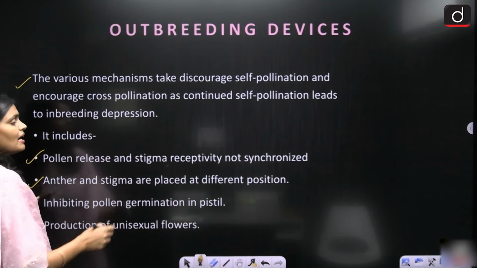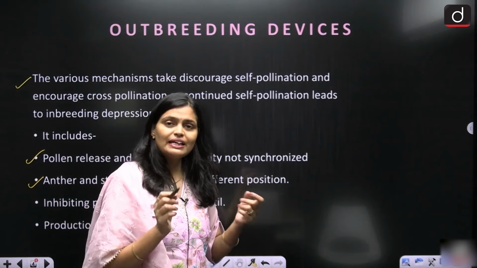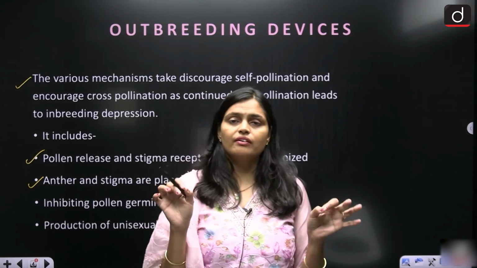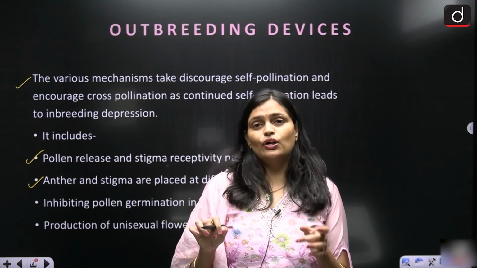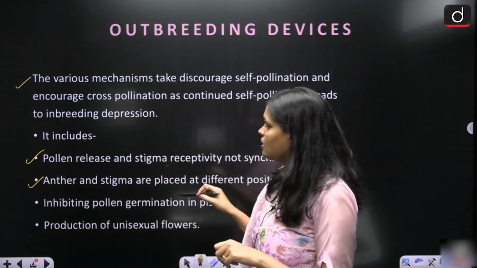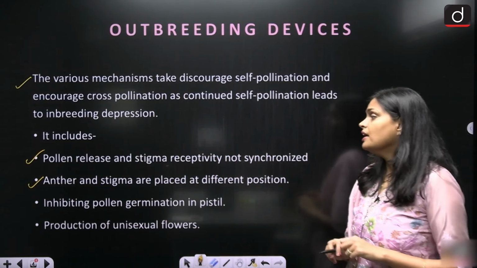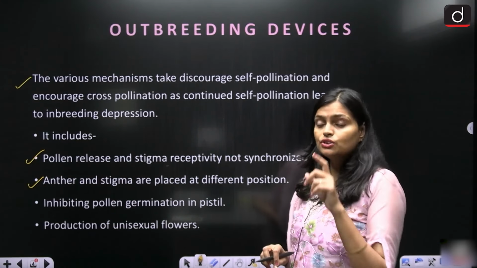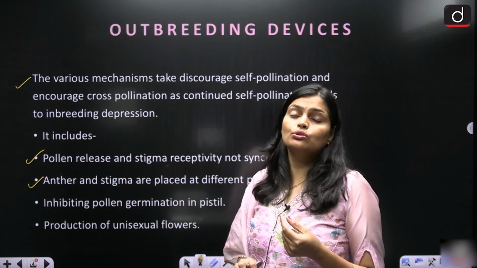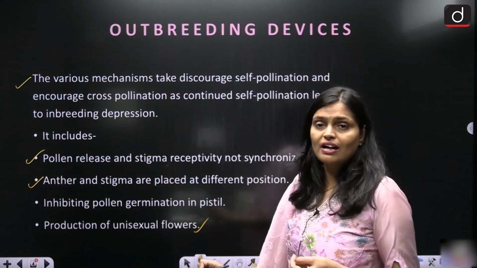Anther and stigma are placed at different positions. So in the same flower, we place the anther and stigma at different positions so that the pollen grains are not able to reach the stigma. Inhibiting pollen germination in the pistil: again the germination of pollen also gets inhibited. Production of unisexual flowers.